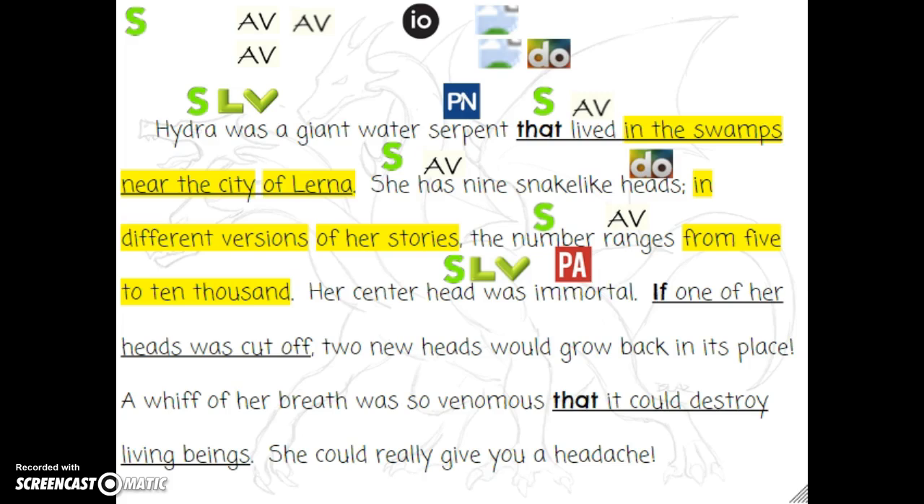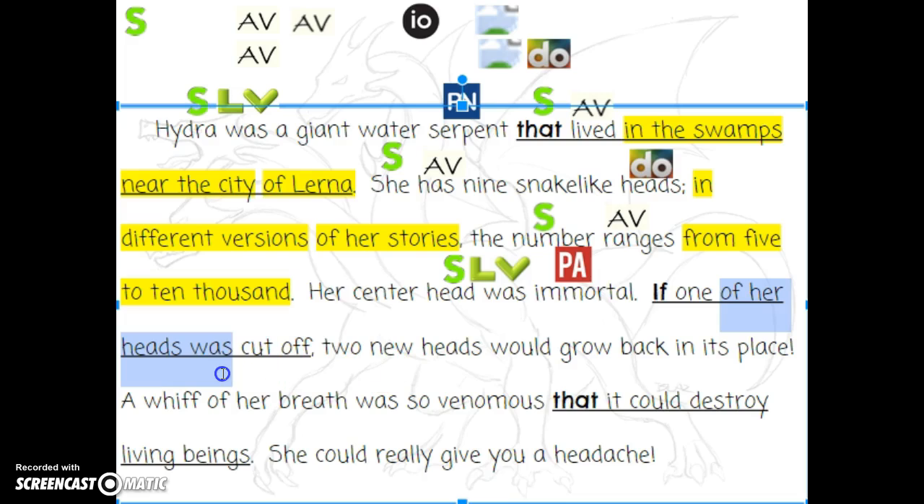The next sentence: if one of her heads was cut off, 2 new heads would grow back in its place. Looking at this, I see another dependent clause. If is the subordinating conjunction there. If one of her heads was cut off. It's also at the beginning of the sentence. It's an introductory clause. So let's start there. I see a prepositional phrase, of her heads.